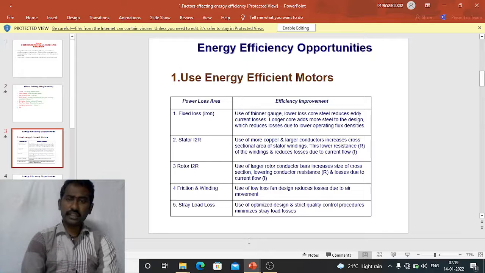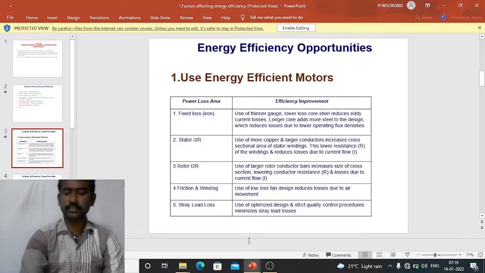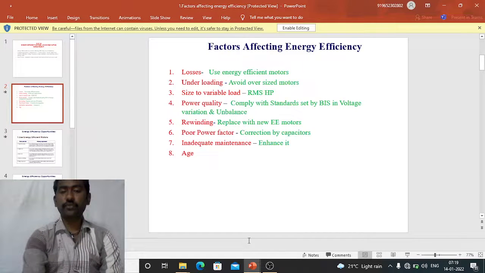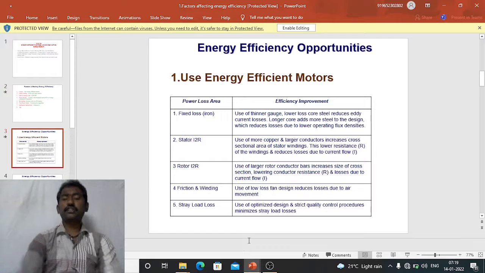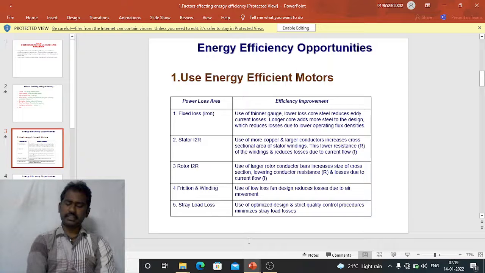Now, energy efficiency opportunities. The first one is the use of energy efficient motors. For what purpose? For reducing the losses. What are the various types of losses in our motors? Normally in most cases, domestic purposes or any purposes, we use induction motors. That's why we discuss only induction motors completely. So what are the various types of losses? Fixed losses and variable losses.